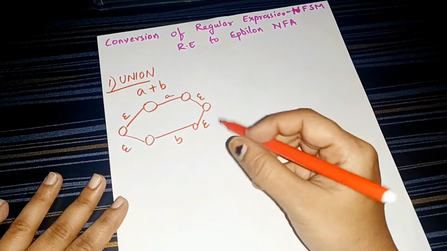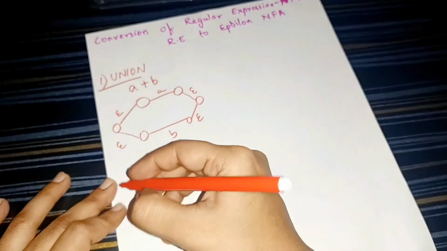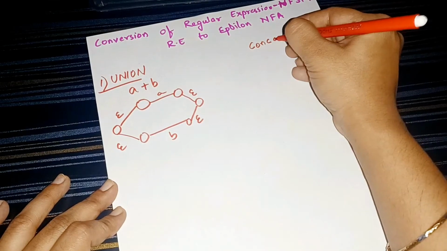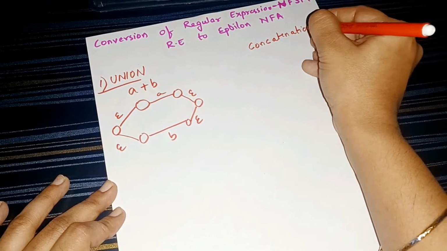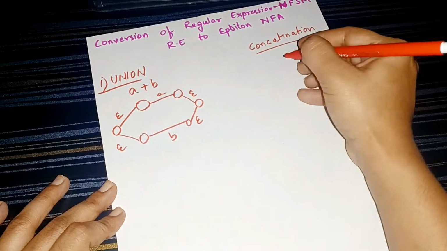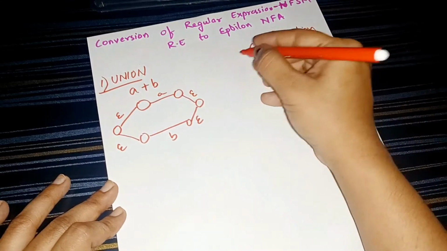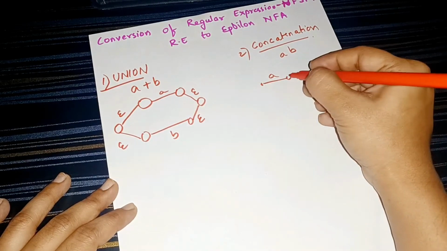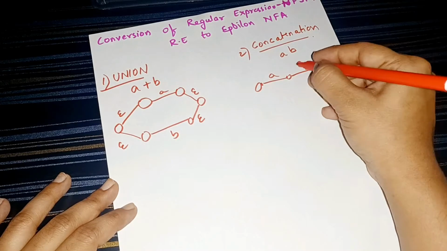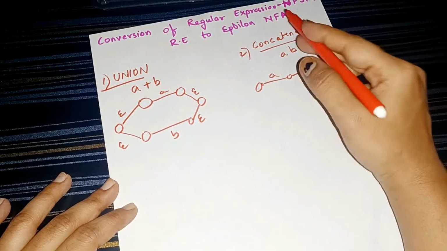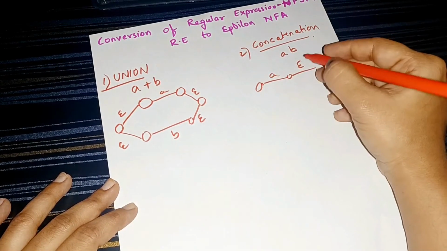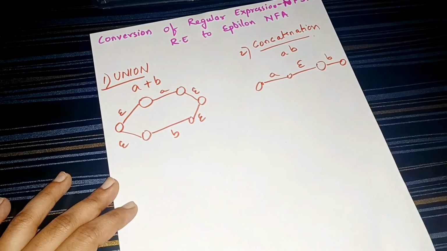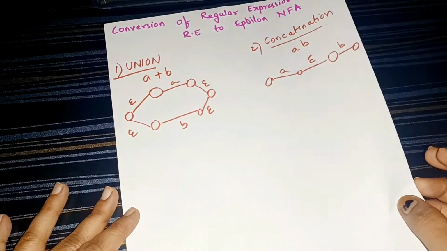Okay, next we have concatenation. For example, AB is given. How will we represent it? AB we can represent as: it starts with A input, then it sends some epsilon, because we are converting into epsilon NFA, right? So A input, in between we have given epsilon, and again we are sending the B input. So this is how we represent the concatenation.